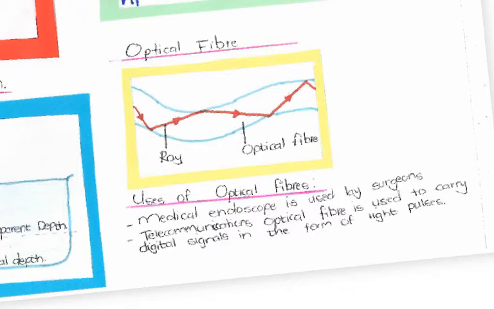An optical fiber is an example of total internal reflection. An optical fiber can be used as a medical endoscope during surgeries. It is also used for telecommunications to carry digital signals in the form of light pulses.